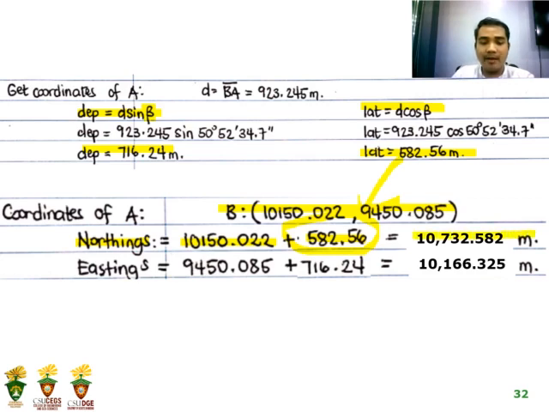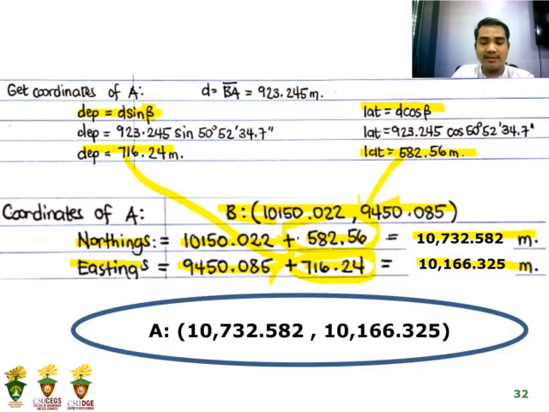meters. And for eastings, we will have the value, atong i-copy ang value sa B, coordinates of B, which is 9,450.085 plus, i-plus na to siya kay since positive man, 716.24, gikan na siya sa kaning departure value. So it will result into 10,166.325 meters. So this is now the coordinates of A.